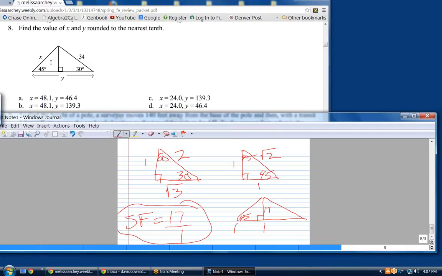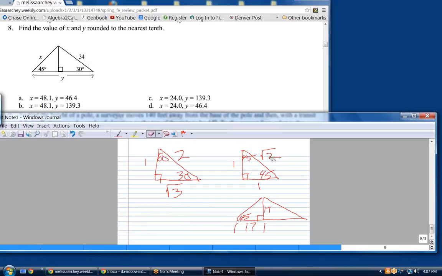If we know this triangle on the left is 45, 45, 90, and we know this height is 17, what is this dimension right here? It also has to be 17. These two sides have to be the same. So this little dimension is 17 right there. So what is x? What's the hypotenuse? Hypotenuse is the square root of 17 squared plus 17 squared.